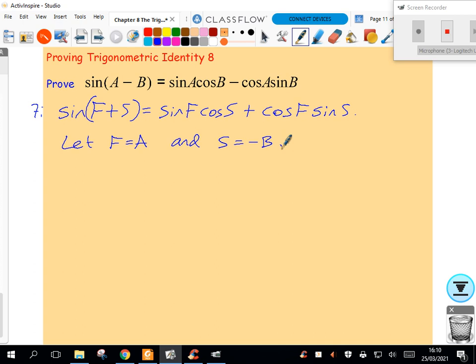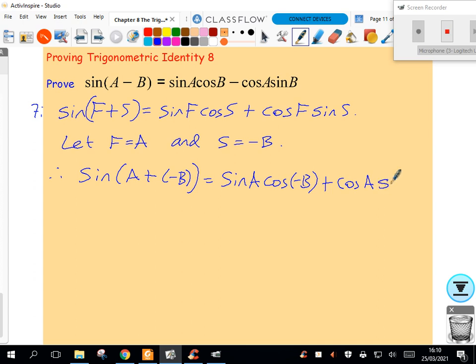Okay, and I'm going to plug those things in here. So using identity number 7, we're going to say therefore the sine of the first angle, which we're saying is A, plus the second angle, which we're saying is negative B, will equal the sine of the first angle, which is A, times the cosine of the second angle, which is negative B, plus the cosine of the first angle, which is A, times sine of the second angle, which is negative B. Tidying up here, A added to negative B is just the same as A subtract B.